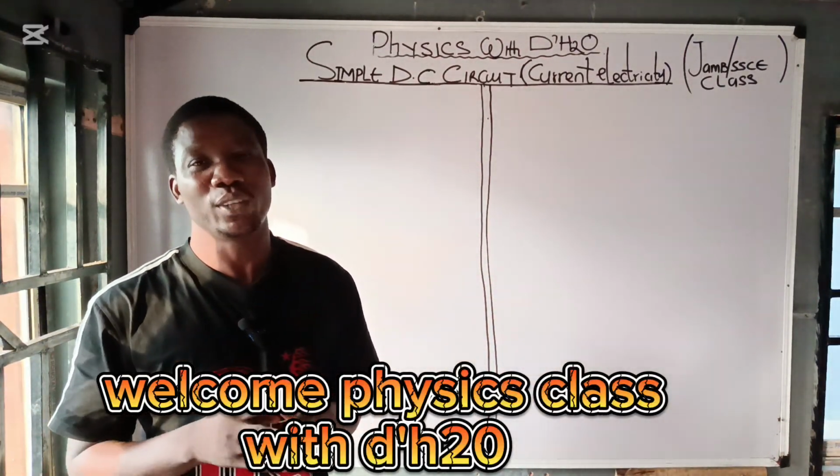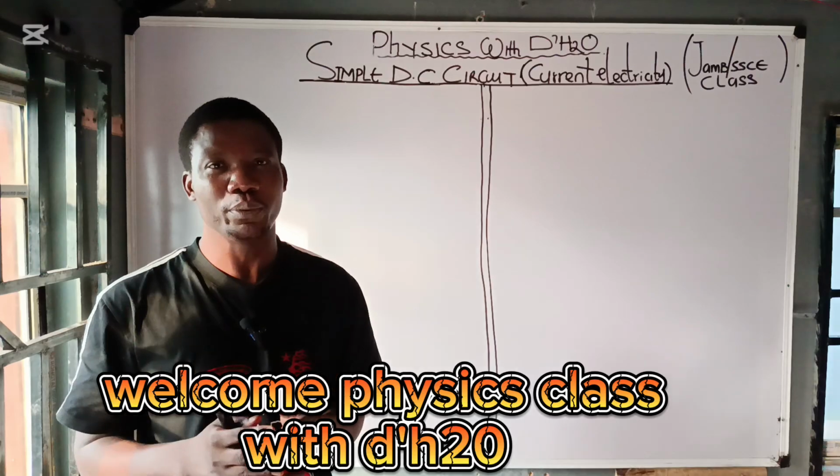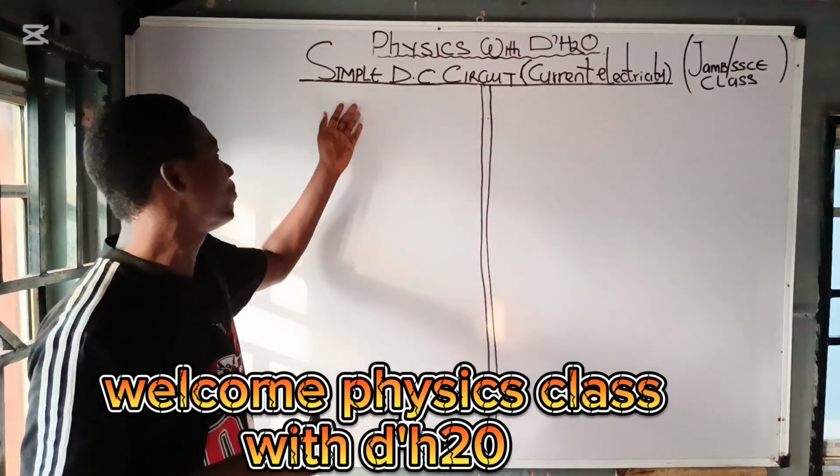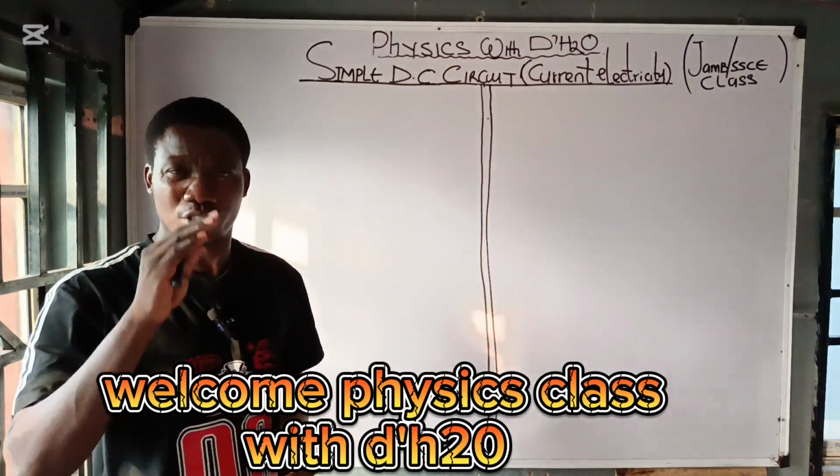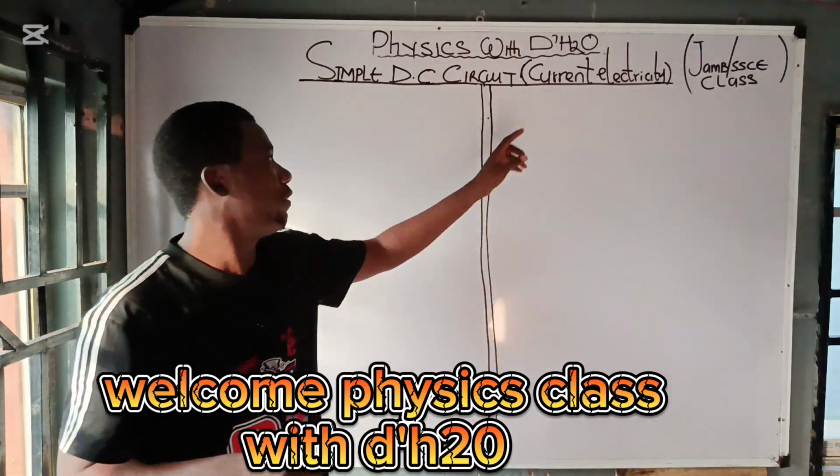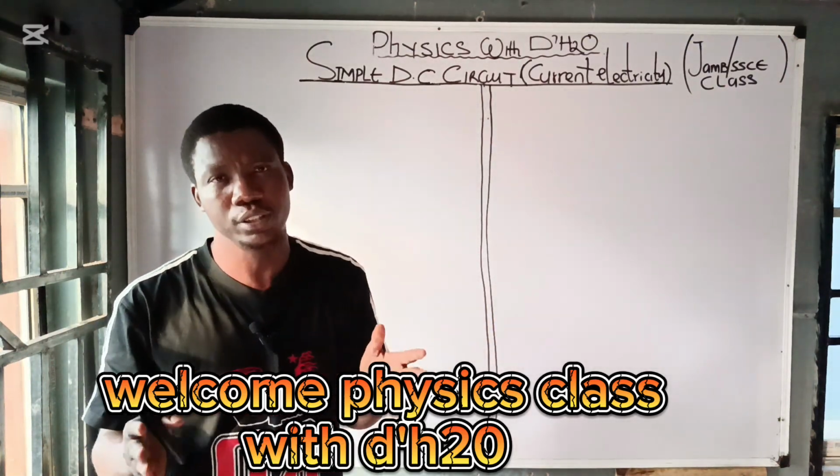In today's class, we are going to be looking at a very interesting topic in physics called simple DC circuits. Your simple DC circuit is also referred to as current electricity.